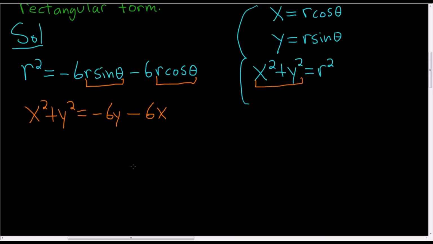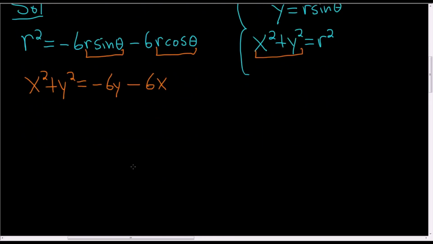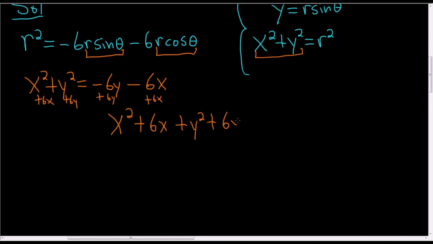Let's go ahead and add these 6y and 6x to both sides. When we do that, we end up with x squared plus 6x, right? Adding the 6x to both sides. And then adding these 6y will give us plus y squared plus 6y equals 0. Now we'll go ahead and complete the square 2 times.